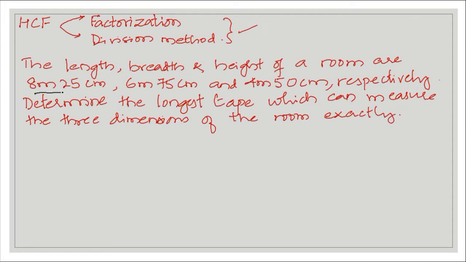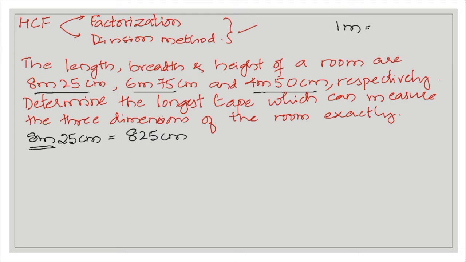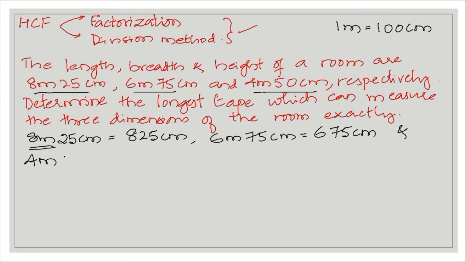Here, if you observe 8 meter 25 centimeter, 6 meter 75 centimeter, 4 meter 50 centimeter, these are the length, breadth and height of the room respectively. First, let me convert all of these three into the same unit. So I prefer expressing them in terms of centimeter. So 8 meter 25 centimeter is same as 825 centimeter, because 1 meter is 100 centimeter. So 6 meter 75 centimeter will be 675 centimeter, and 4 meter 50 centimeter will be 450 centimeter.